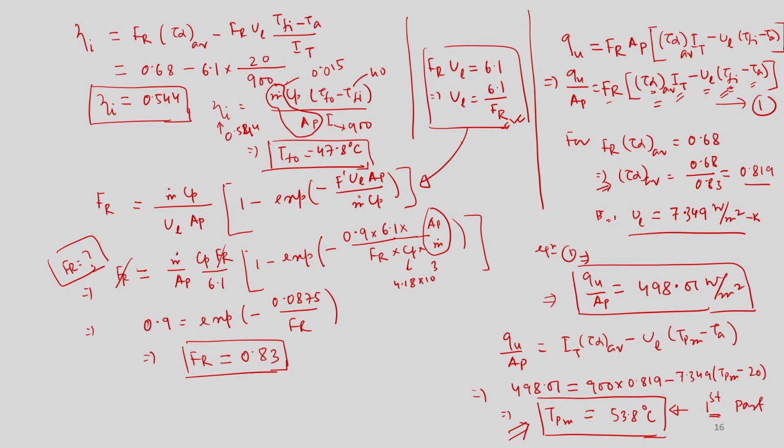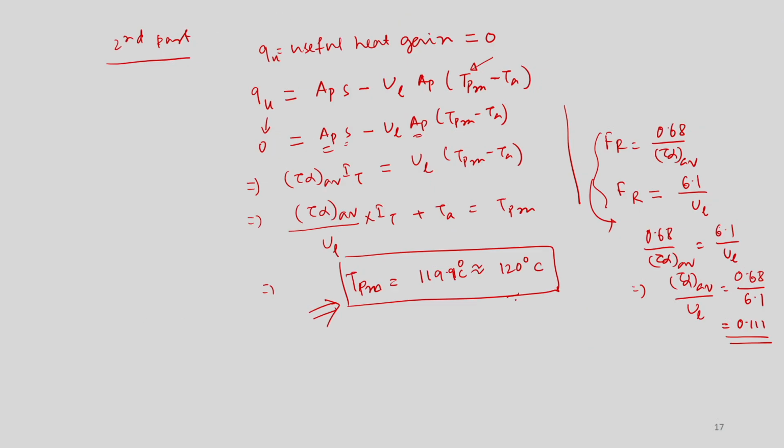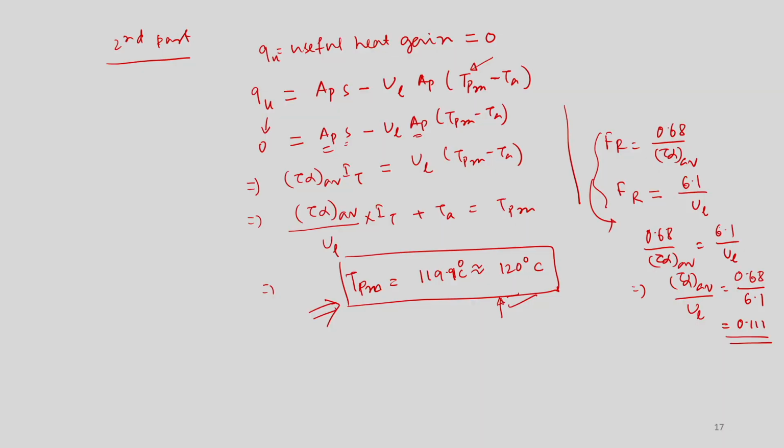In the earlier case, TPM was 53.8 degrees C. Now, you can see the rise in temperature. So, this is the maximum temperature which can be seen if no heat is collected from the collector.